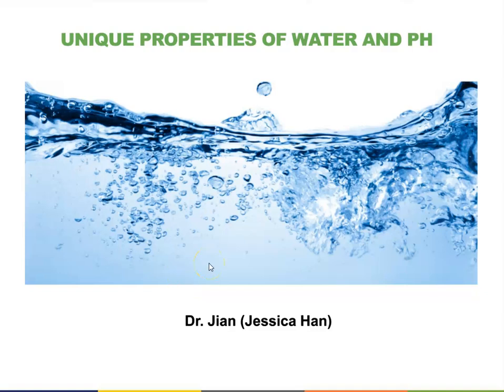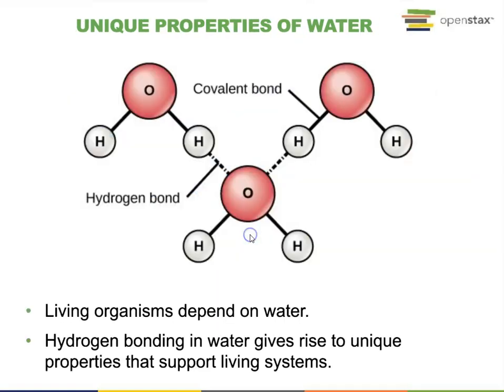In this section, we're going to talk about the unique properties of water and the pH. A water molecule is made of one oxygen atom and two hydrogen atoms. The oxygen atom is linked to the hydrogen atoms through covalent bonds. The water molecules are weakly attracted to each other through hydrogen bonds.